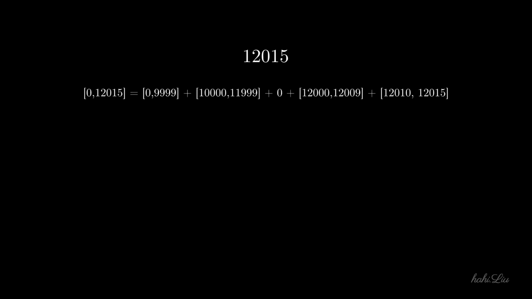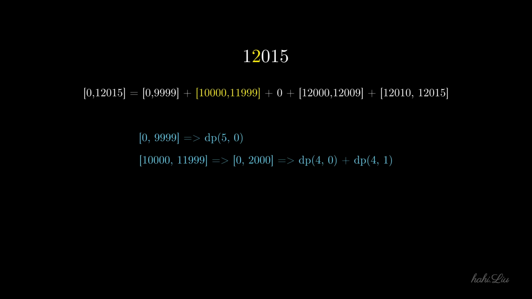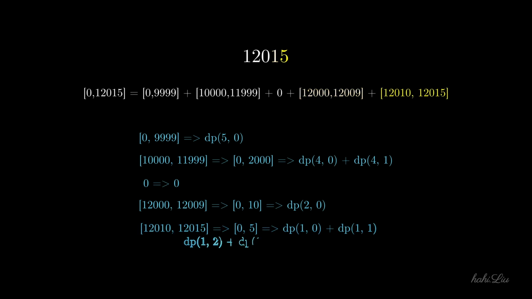Let's try to represent a number using dp functions. We can split the number into 5 ranges. The first digit counts from 0 to 9999. We can use dp50 to represent it. The second range counts another 2000. We can use dp40 plus dp41 to represent it. The third one is 0, and the fourth range is dp20. The last one, we can split into subproblems.